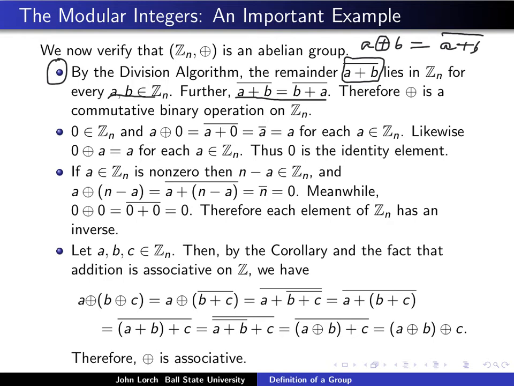Okay, now in the next step, we're checking about the identity. Well, the obvious candidate, I think, for an identity here would be just 0. And indeed, if we take a circle plus 0, we wind up with a for each a in Zn. And likewise, 0 circle plus a is equal to a for each a in Zn. And so 0 is the identity that we seek. And in the next step, we're looking for inverses.